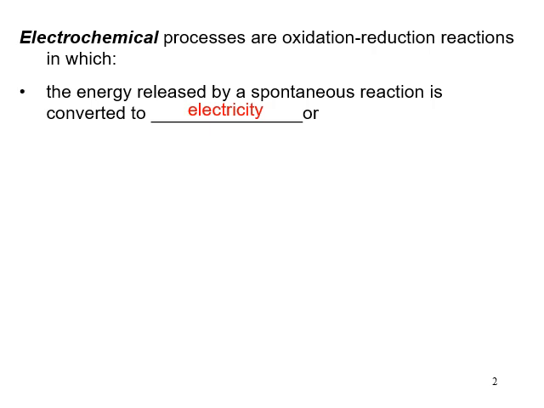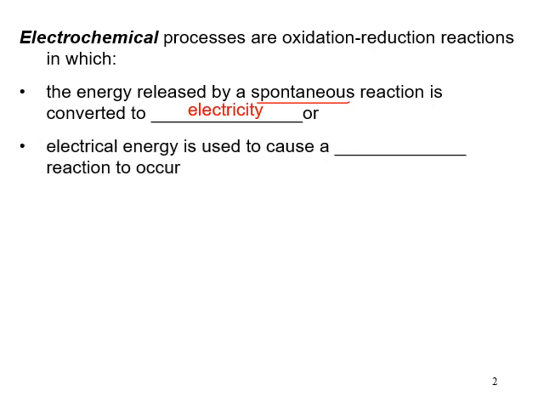So an electrochemical process is where energy is released by a spontaneous reaction. It isn't always spontaneous. We can make it spontaneous, converted to electricity. Or electrical energy is used to cause a non-spontaneous reaction. So that's like a rechargeable battery. This is where a spontaneous reaction is occurring, such as in the battery discharging, or non-spontaneous is recharging. I just like circling stuff.